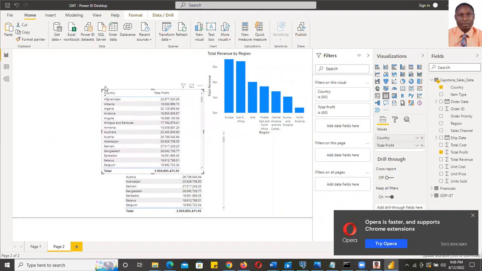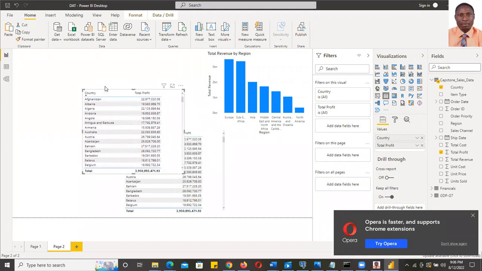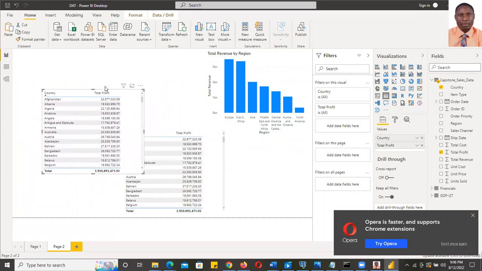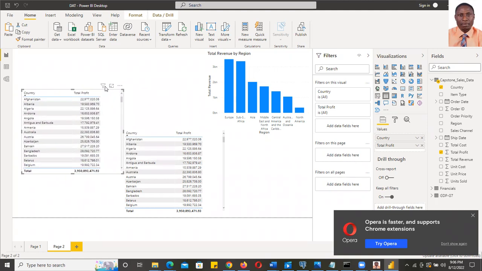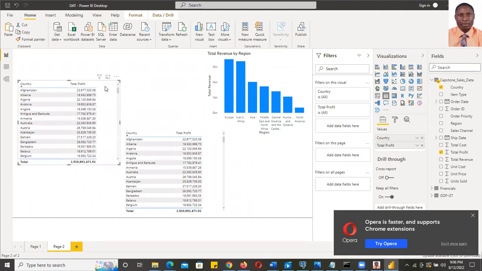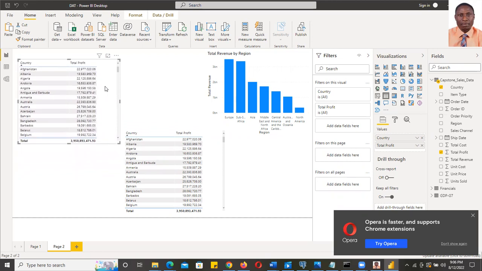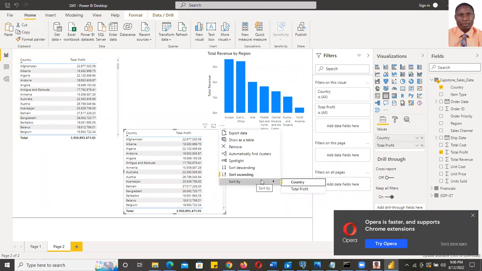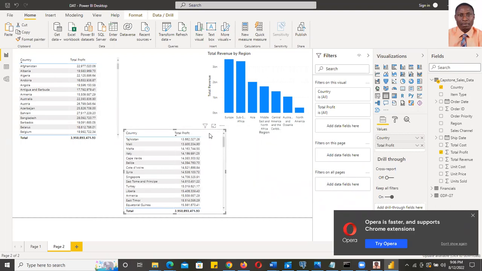we want it in ascending order so that we can pick the bottom five. Okay, this guy has changed. So let me sort it again. Sort by total profit, descending order.